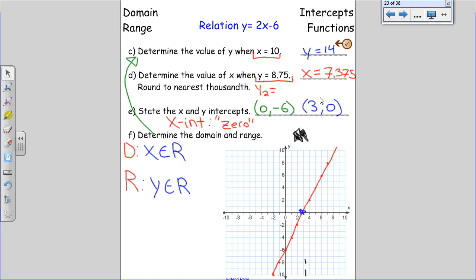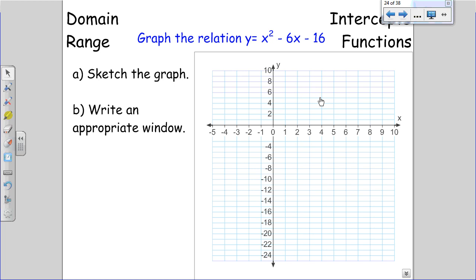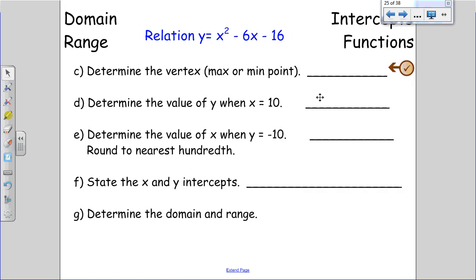There's another question here. I want you to try your best to answer everything except for C. Do not worry about doing the vertex right now. We'll do that together. And if you get stuck on the X-intercepts, that's A-okay. But I want you to try to graph it, pick a good window, and set it all up.